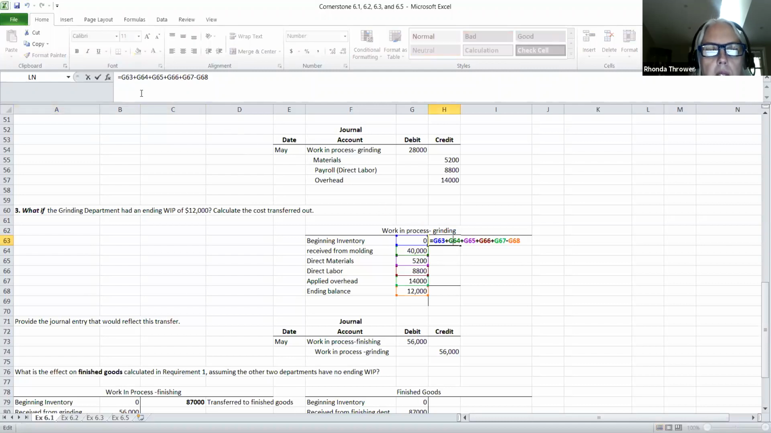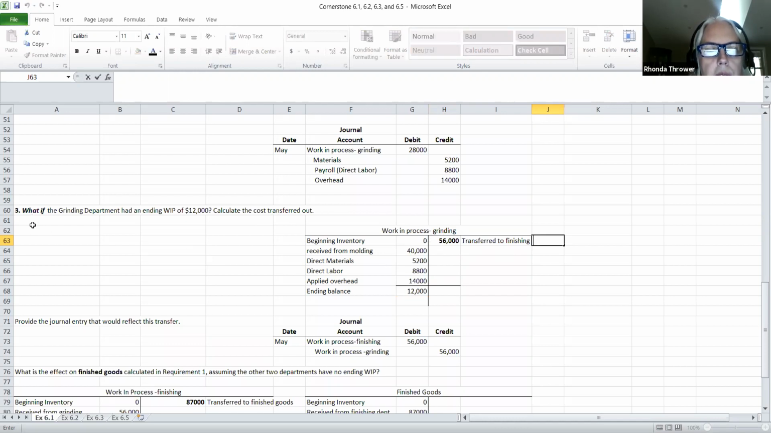So you can see that I've got a formula up here that you should be able to see for this. You can see it right here. There was no beginning inventory, but you added what you received from molding, and you added your materials, your labor, and your overhead, and then we deducted the ending inventory here. And that would give us the cost that we would transfer to our finishing department. So the calculated cost that was transferred out.